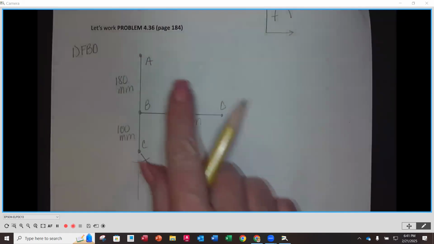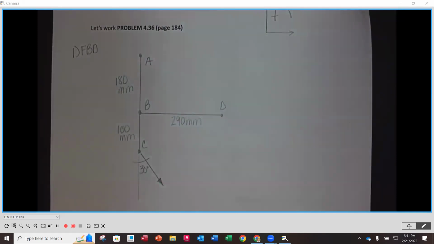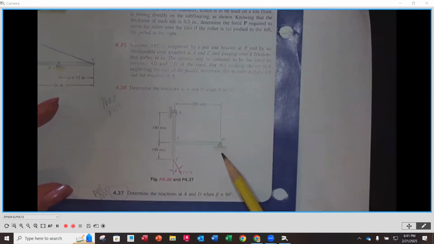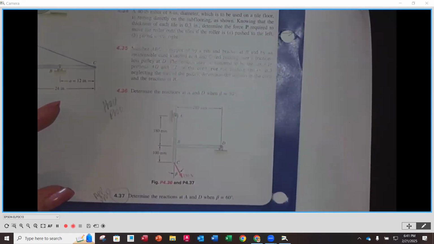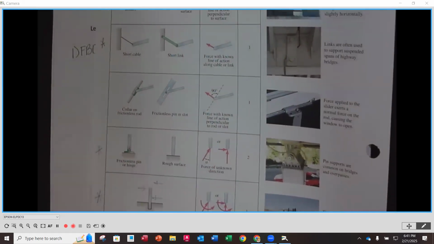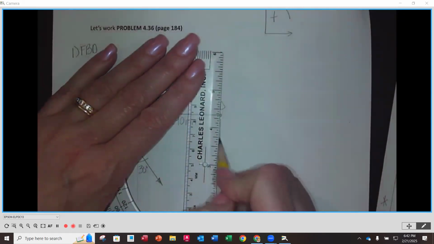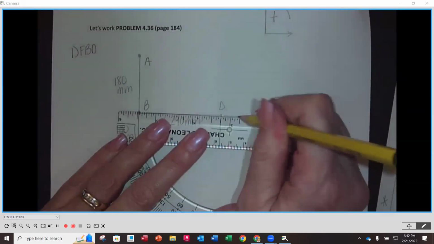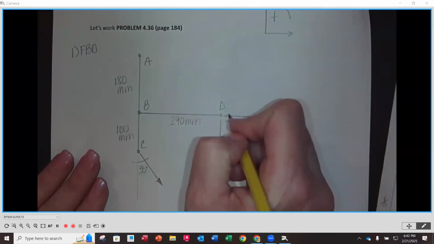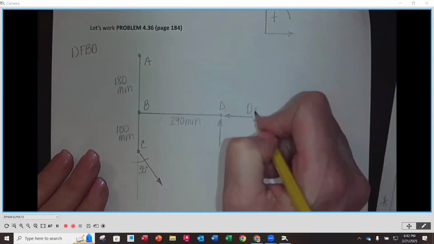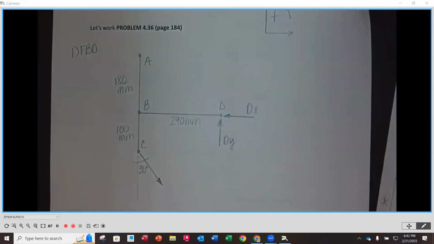I need to fill in the supports at A and D. At D, when we look at our figure, you'll notice that it looks like a pin connection. We know from page 160 that a pin connection is going to have an X and a Y reaction. So at D, we're going to show a DX and a DY. We're going to assume a direction because right now I really don't know. I don't have the answer key in front of me, honestly. I'm working these right along with you. So that's a pin, X and Y.